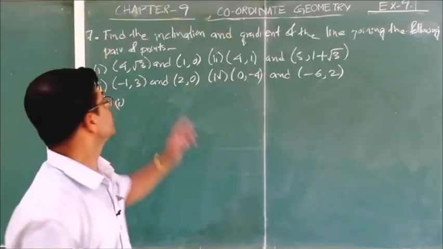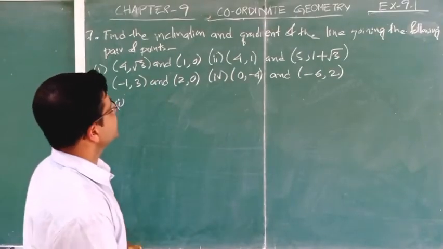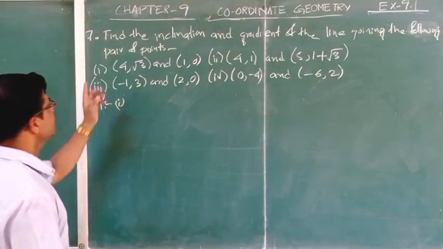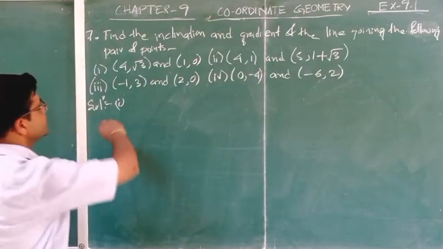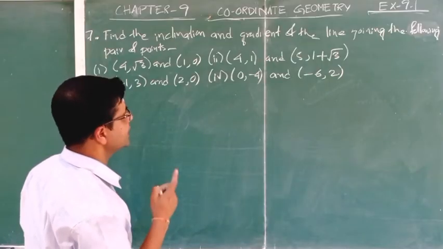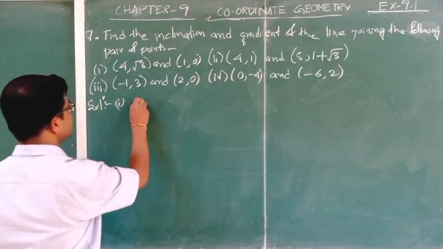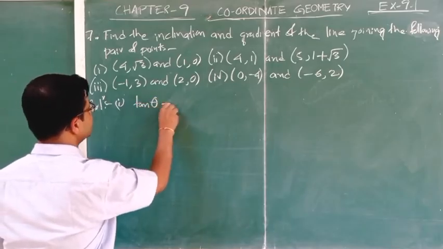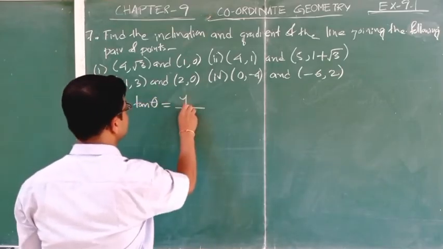Got it? Now in question number 7, find the inclination and gradient of the line joining the following pairs of points. There are 4 parts. Let us do the first one. At first, what we have to find is inclination and gradient. It is better to find the gradient first. Gradient is tan theta. How do we find it? Let us write the formula once.